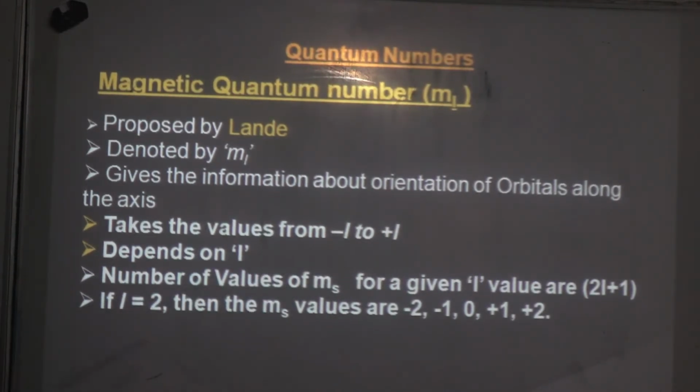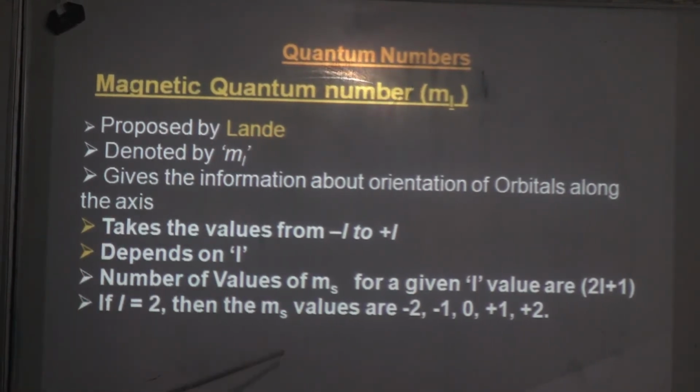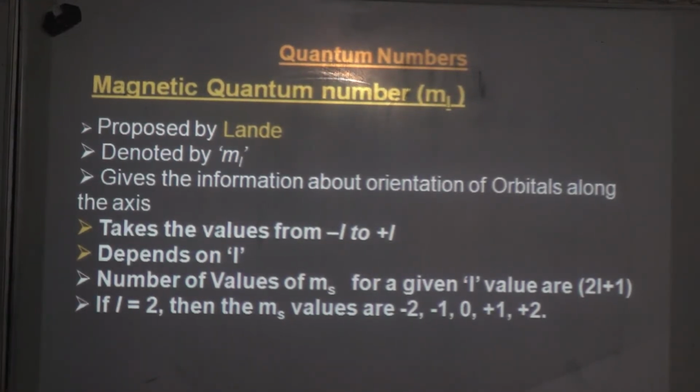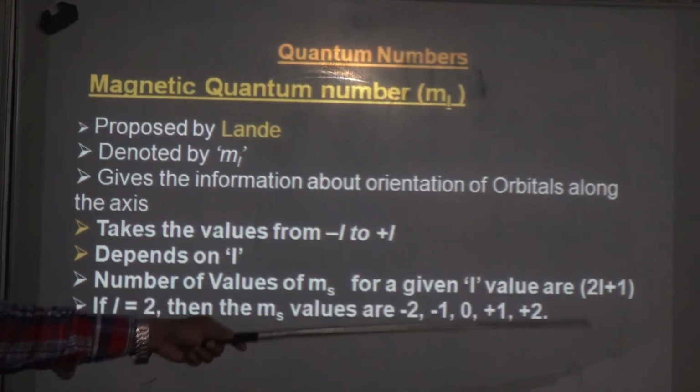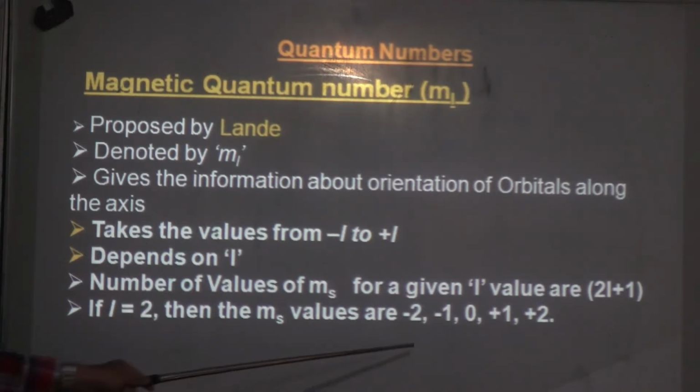If l is equal to 2, then the magnetic quantum number values are -2, -1, 0, +1, +2. So the total number of values of the magnetic quantum number will be 2l plus 1. That is, if l is equal to 2, 2l plus 1 means you get 5 values for the magnetic quantum number. They are -2, -1, 0, +1, +2. Okay, this is the magnetic quantum number.